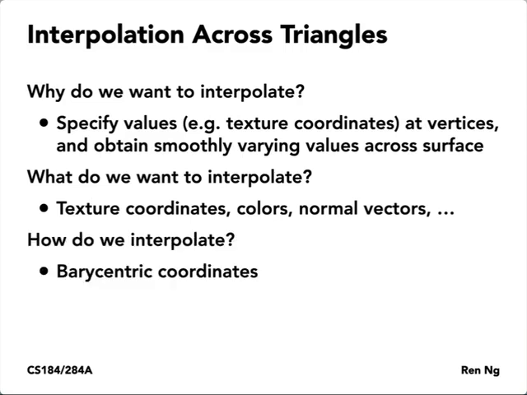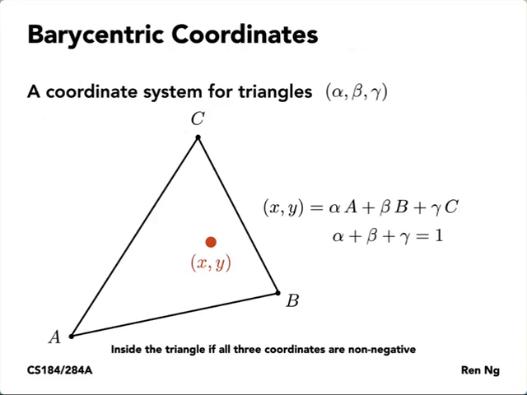What I want to talk about over the next few slides is how do we interpolate? Again, that's barycentric coordinates. So here we go. Barycentric coordinates are just a coordinate system for triangles. We can use 3 coordinates to specify a location inside a triangle, called alpha, beta, gamma, as you can see here.